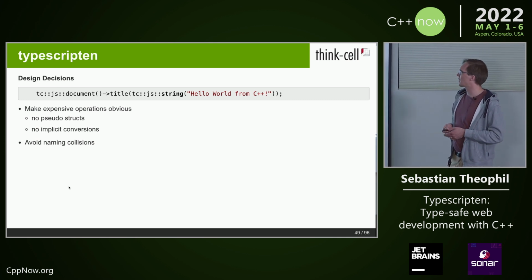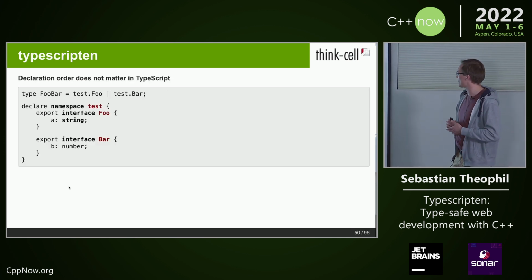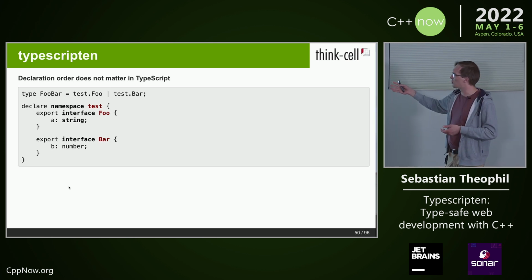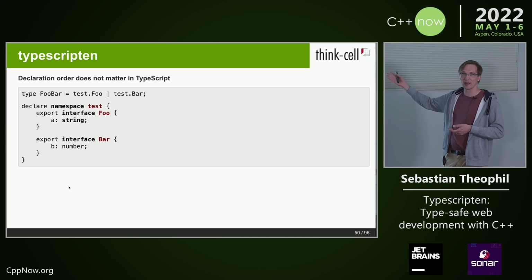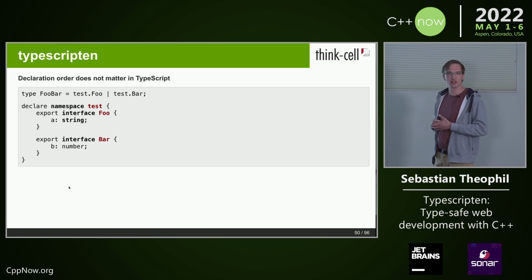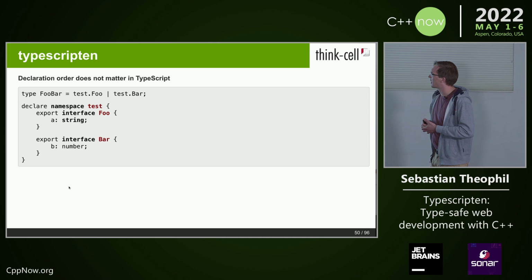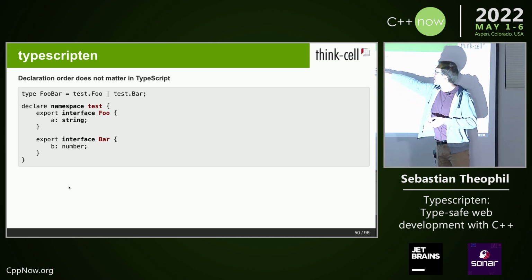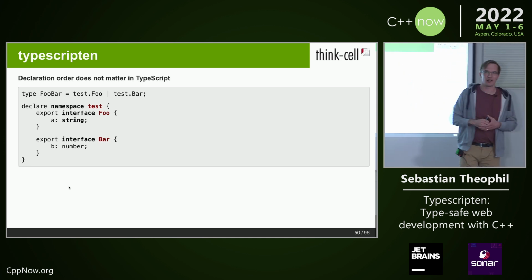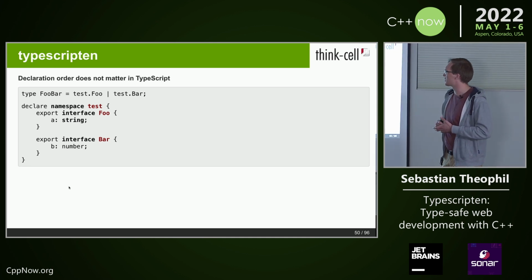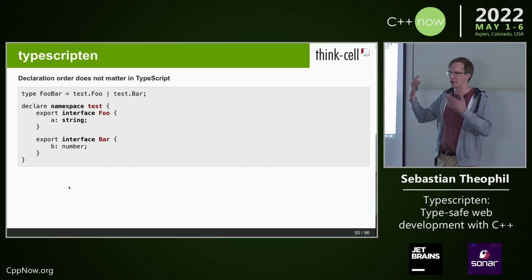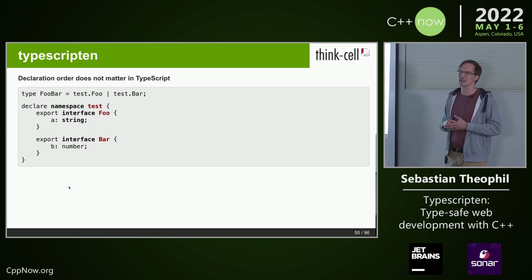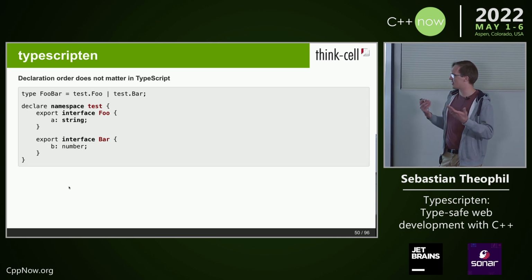Okay, so what are some of the interesting aspects in that translation? Well, there are a couple of simple ones. For example, in TypeScript, the declaration order does not matter. So this is valid TypeScript: we declare a union of two types before those two types are actually declared. We can't do that in C++. We have to collect all the types and reorder them in some useful order, base classes before derived classes, generate forward definitions, etc. to make that work.